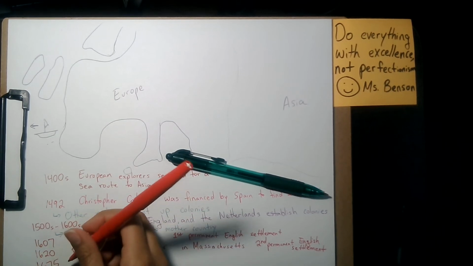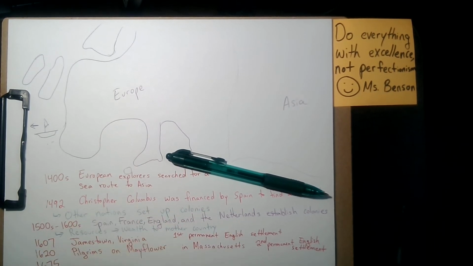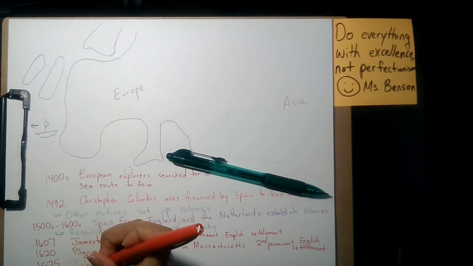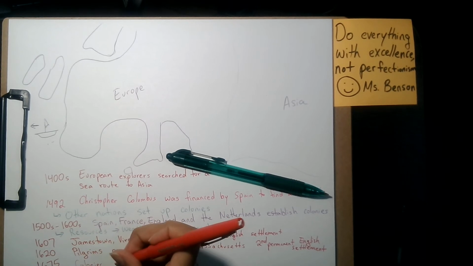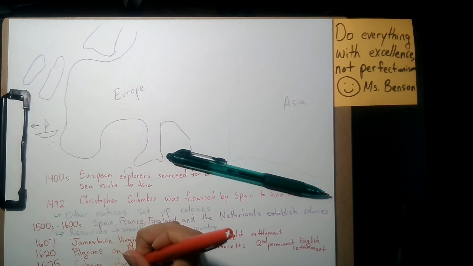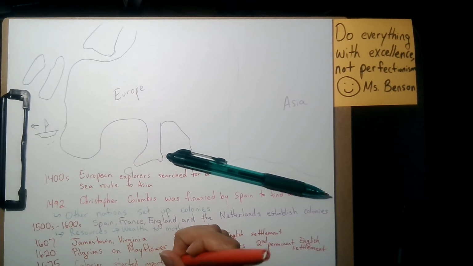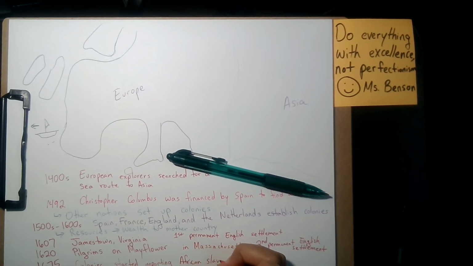So in 1675, colonies started importing African slaves to their southern colonies.